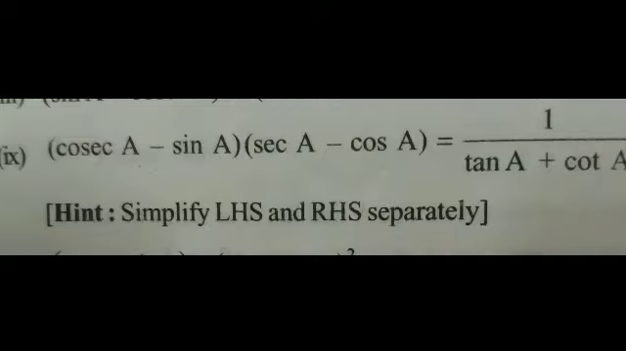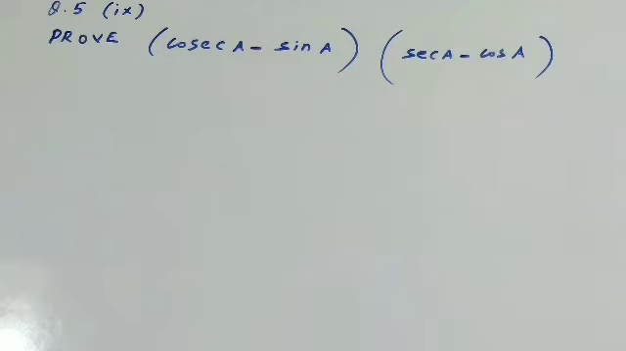Now listen, subdivision 9 of question number 5. (cosecant A minus sin A) into (secant A minus cos A) equal to 1 by (tan A plus cot A). Hint is given that simplify LHS and RHS separately. Now listen.